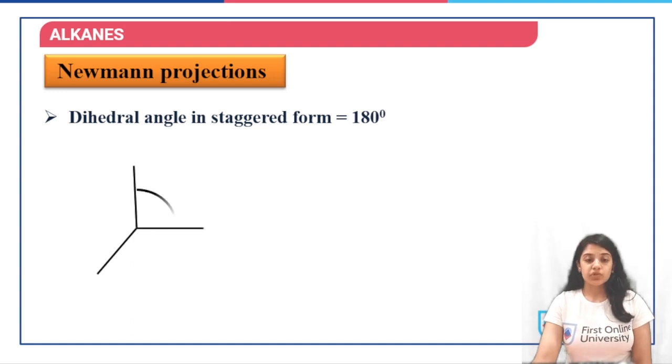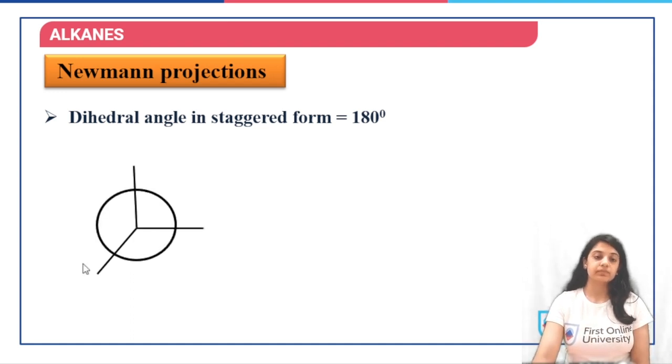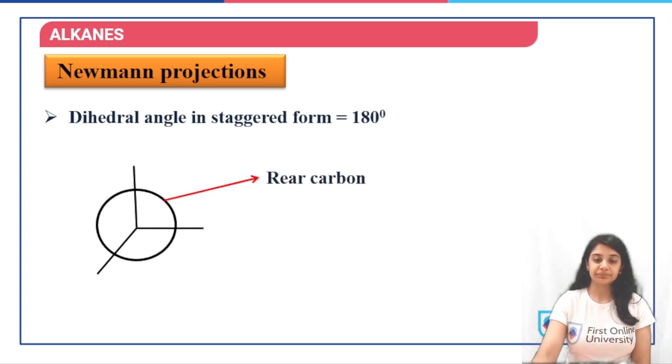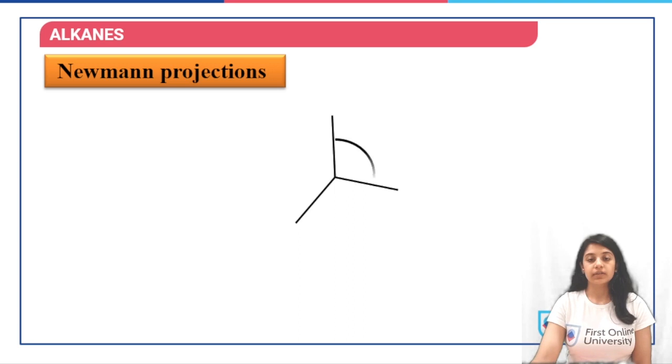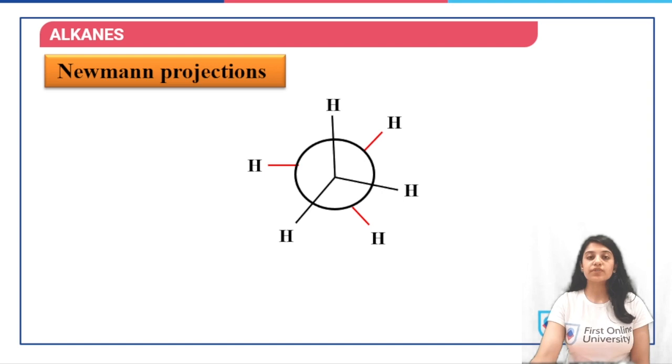Now look at this Newman projection. This is the front carbon. This circle represents the backward carbon, the rear carbon in case of ethane. These are the bonds to the front carbon. And look at this representation. This is exactly how you have to draw. Now, these red bonds arising from the circumference of the circle are representing the bonds on the rear carbon.